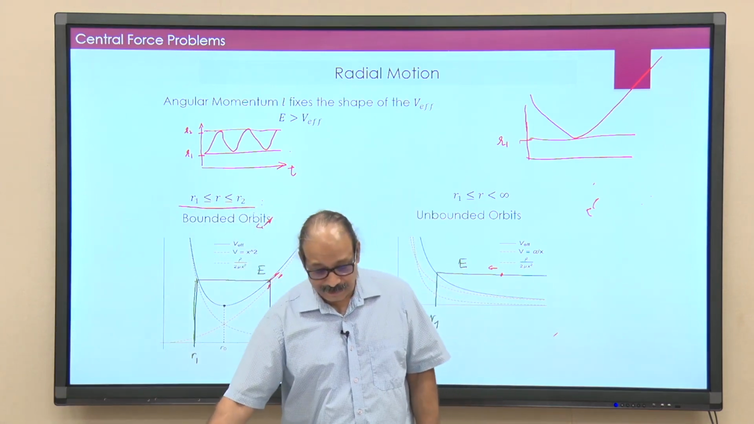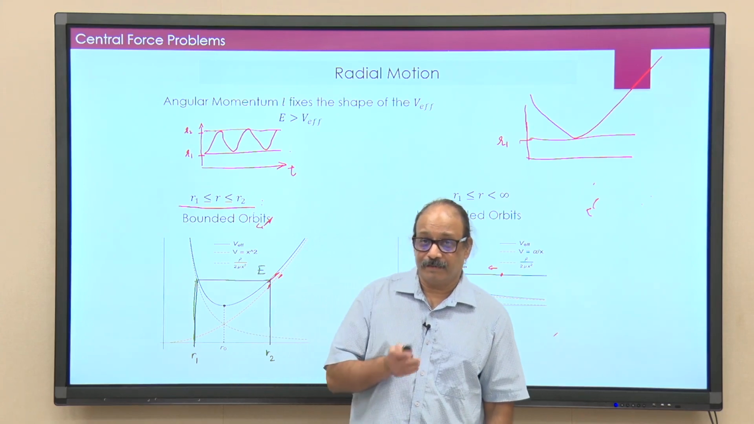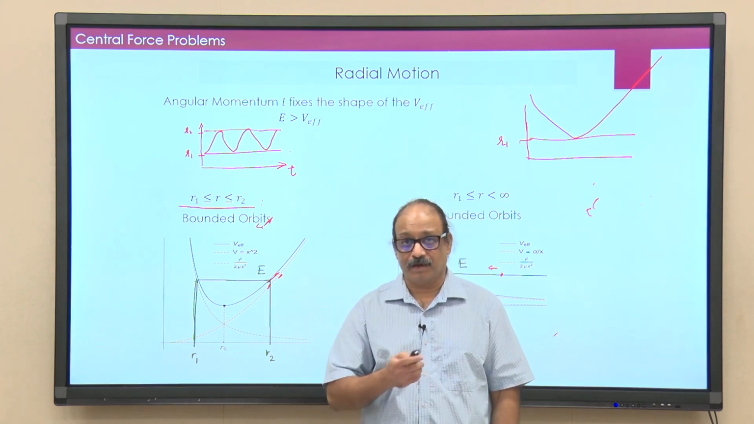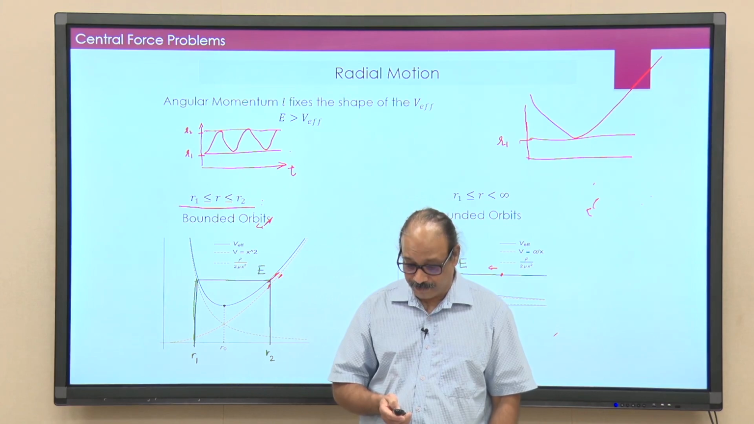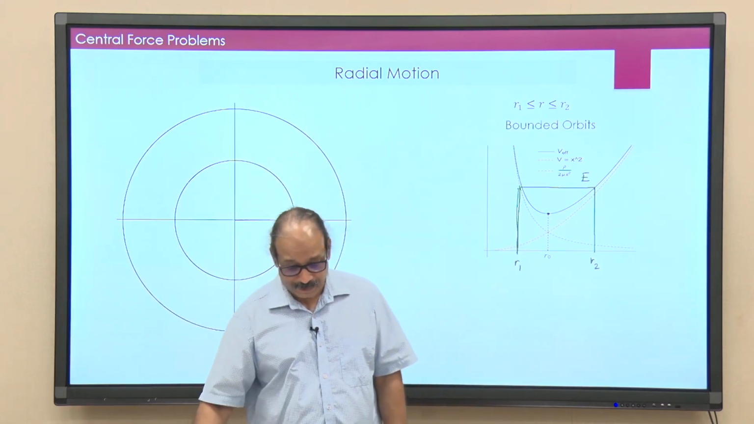Now, what I want to do is we want to combine this. We have thought about radial angular motion, we have thought about radial motion. Now, we want to combine this. What happens? Let me take this example here.